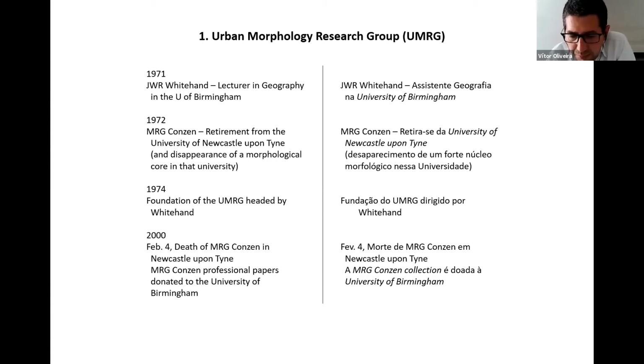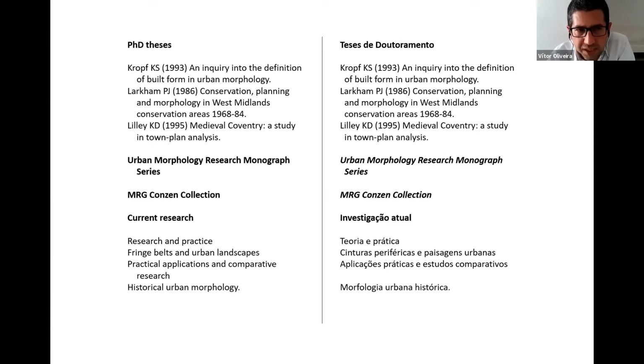It was created in a perfect timing because Conzen, as I've said, was retiring from Newcastle, and the research that he was developing in Newcastle had no sequence after his stepping out of the university. So when Jeremy created the group in 1974, this became the main research center within this historico-geographical approach in the UK.